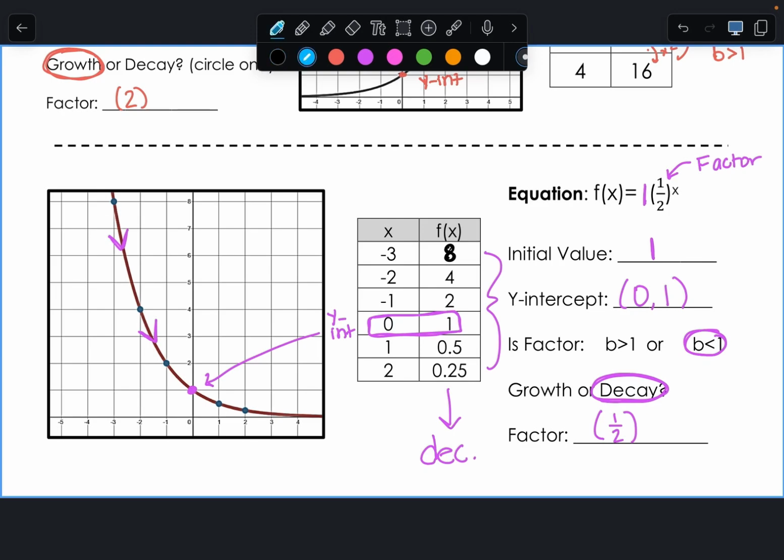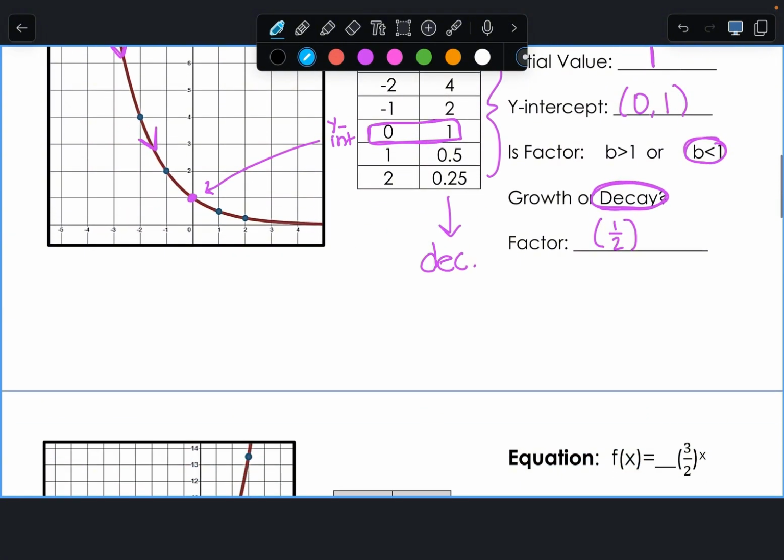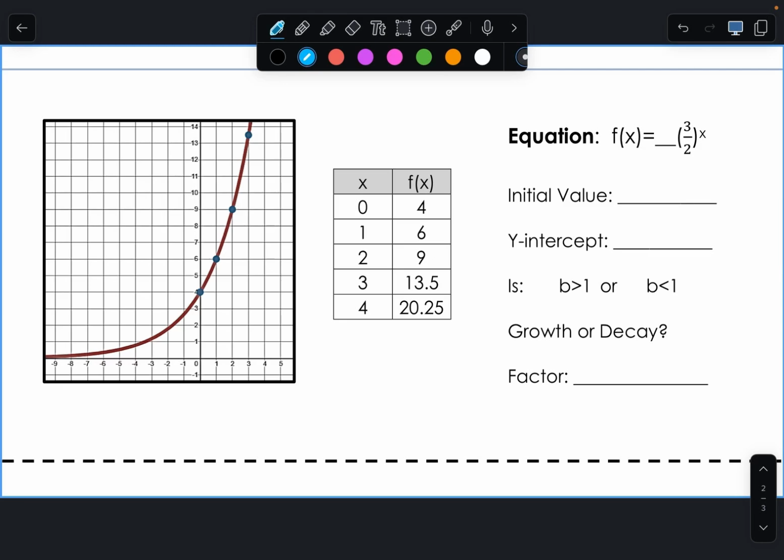All right. Flip it over. All right. This time I did not give you the initial value in the equation. You got to tell me what it is. 4. How do you know? 0, 4. Correct. You see it on the table. You see it in the graph.